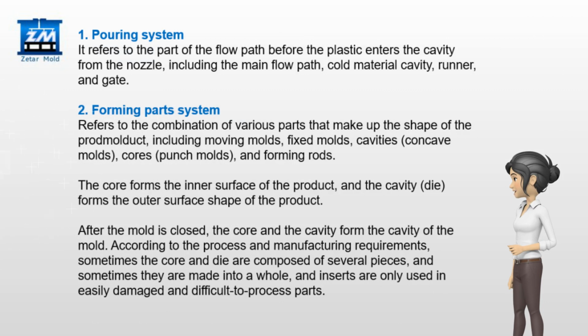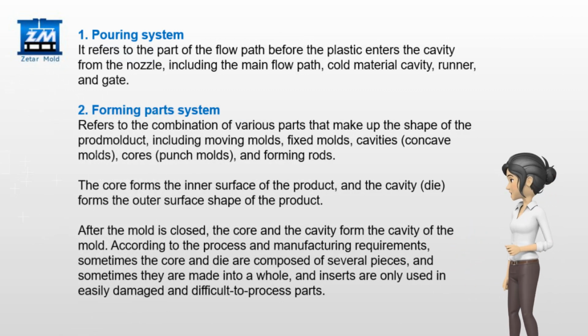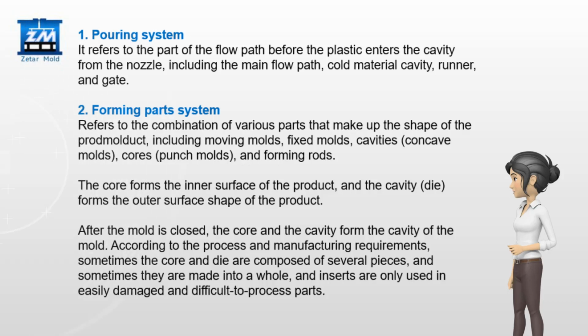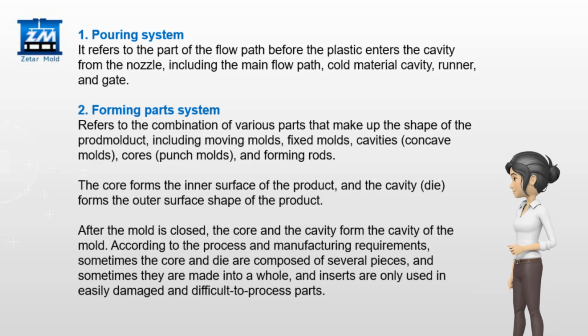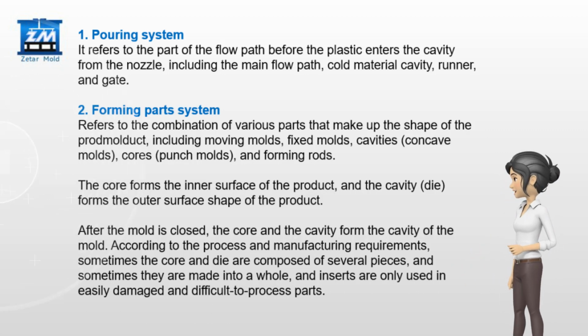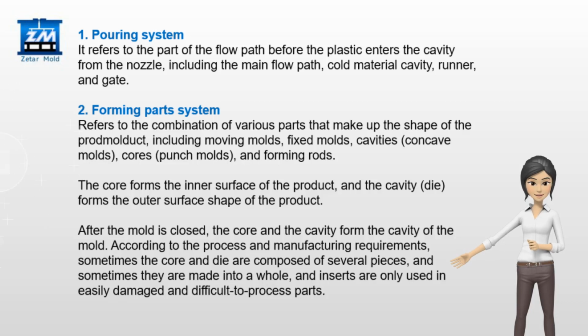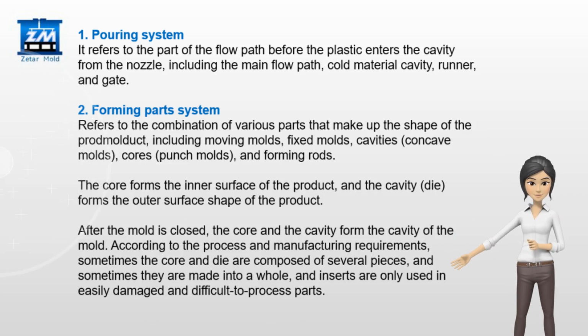Pouring system. It refers to the part of the flow path before the plastic enters the cavity from the nozzle, including the main flow path, cold material cavity, runner, and gate. Forming parts system refers to the combination of various parts that make up the shape of the product, including moving molds, fixed molds, cavities, concave molds, cores, punch molds, and forming rods.